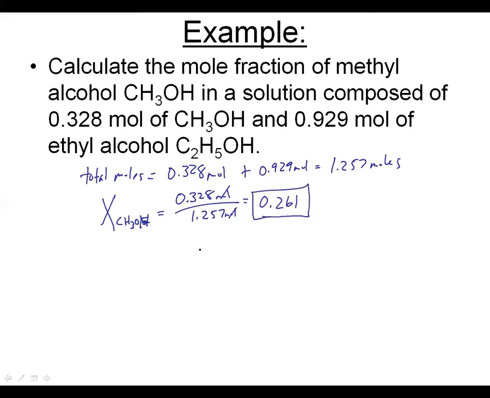We also could have done it for the other one as well, the C2H5OH. So we would take the moles of that, 0.929, divided by 1.257, and that will get us 0.739.